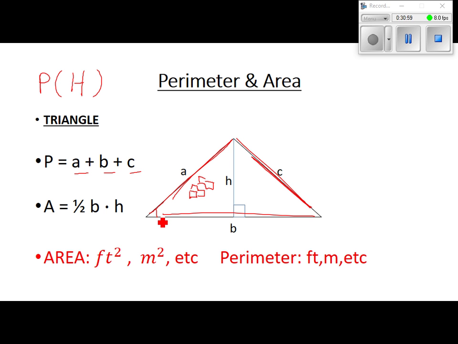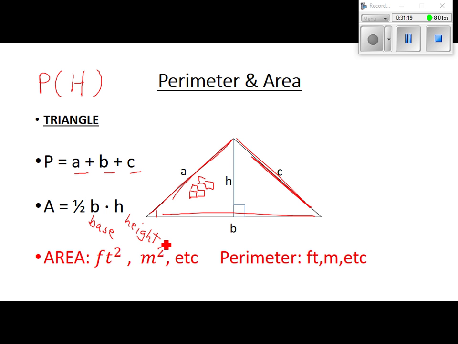The formula is this: 1/2 times base times height. This is your base. You might want to write that in right there. Base. This is your height. Where's the base of the triangle located? The bottom. Now that's not always true. So you got to be careful of that, and that's why I brought it up.